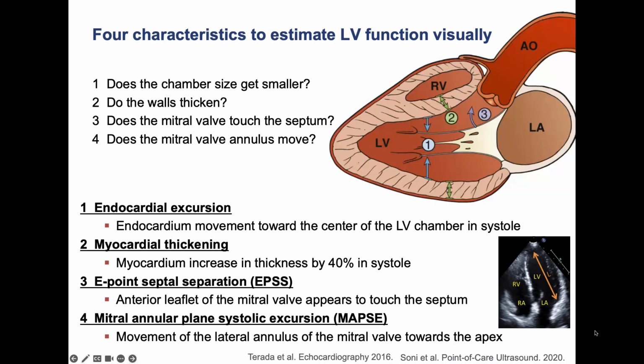And I talk about it in this lecture because I also think it's helpful to learn about TAPSE. And if I have a heart where all I can get is the apical 4-chamber view and I don't feel like I can see those endocardial borders or the myocardial thickening as well, just because it's more of a POCUS view, I can kind of look at the MAPSE and get an idea.